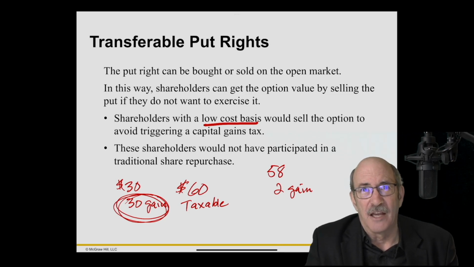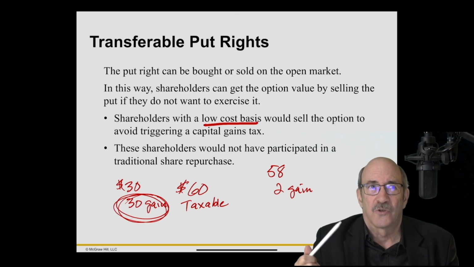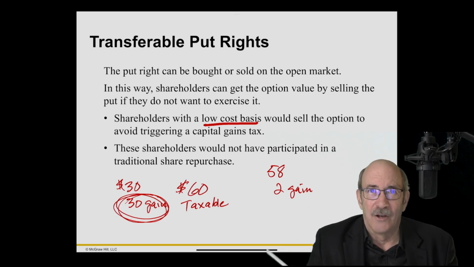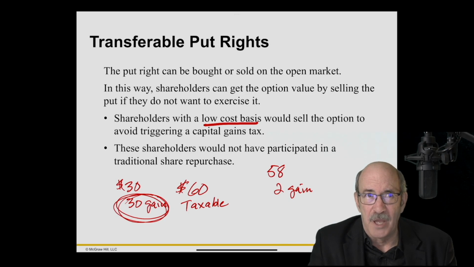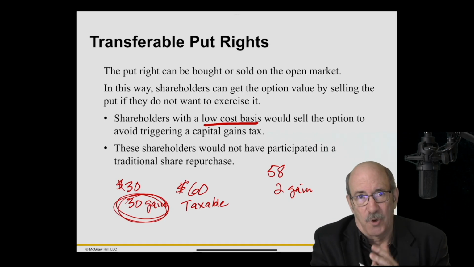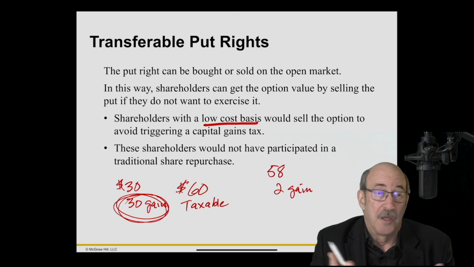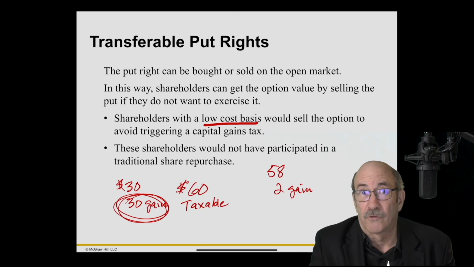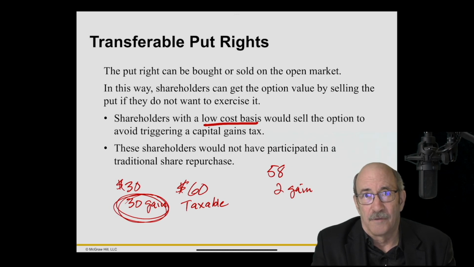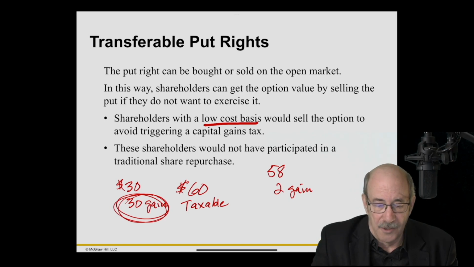So the idea of making this put right transferable allows those shareholders who have a big potential tax burden to trade that premium, and maybe they don't get the full $5. In fact, there's no doubt they wouldn't get the full $5, but they might be able to sell it for $3 and at least capture some of that gain, and still avoid having to take that big tax hit on the embedded cap gains that they have in their position.